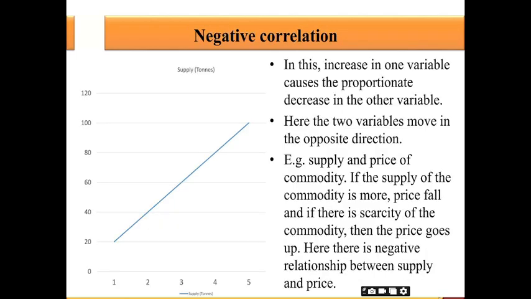Negative correlation means an increase in one variable causes a proportionate decrease in the other variable. That means if one variable increases, the other variable decreases. Here the two variables move in opposite directions. For example, supply and price of a commodity. If the supply of the commodity is more, the price falls, of course. And if there is scarcity of the commodity, then the price goes up. Here there is a negative relationship between supply and price.